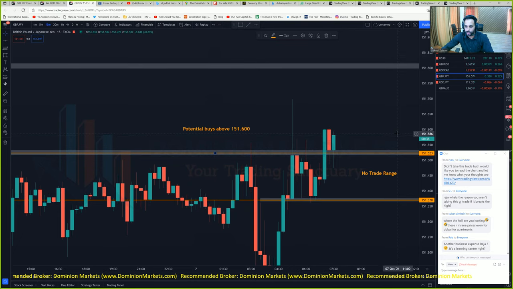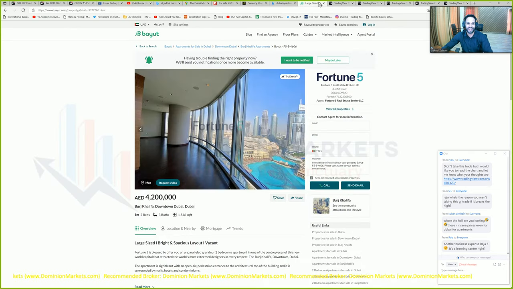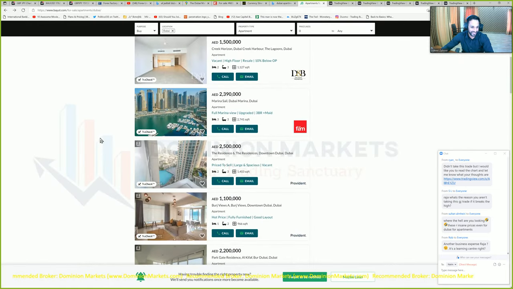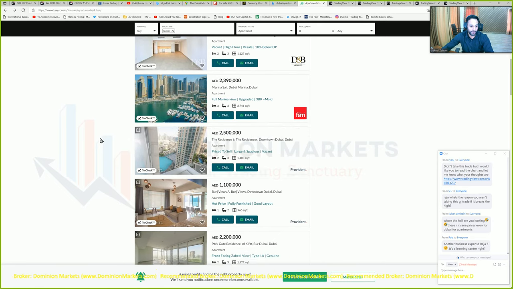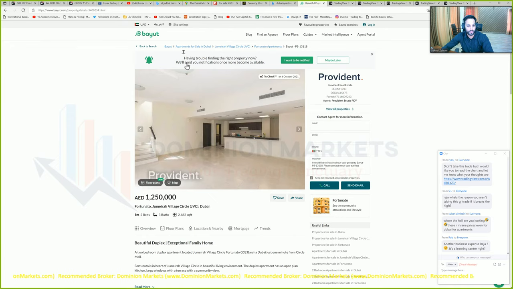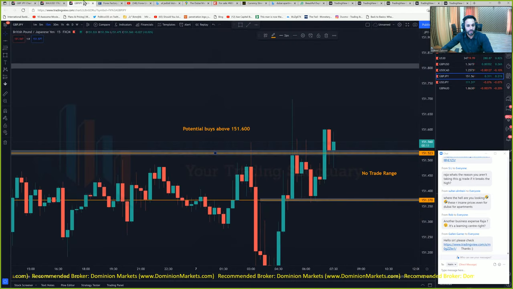So we still got about 30 seconds left over here. What the hell are you looking for? These are insane prices. This is at Burj Khalifa. That's what we're looking at. Obviously, that's insane over there. This is like straight downtown. 2,400 square foot. This is actually not bad. 2,400 square foot. All right.